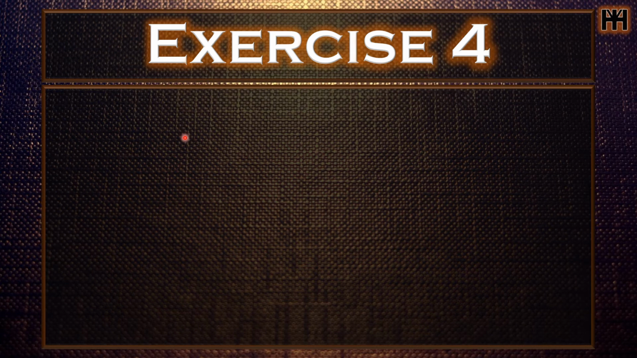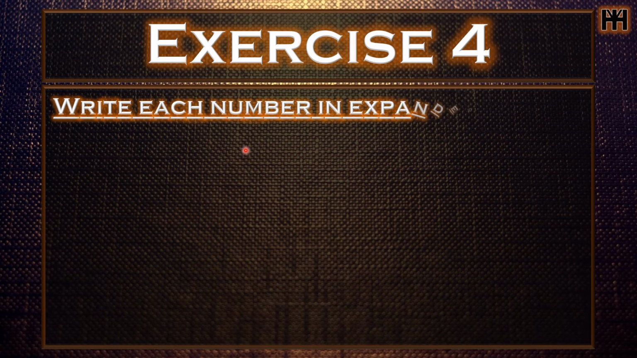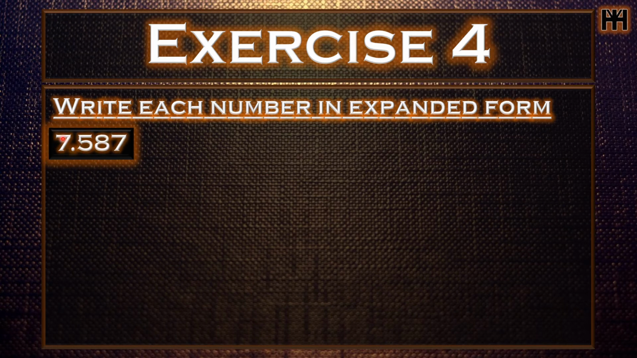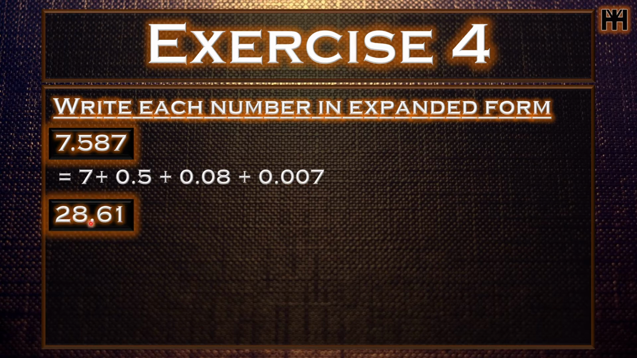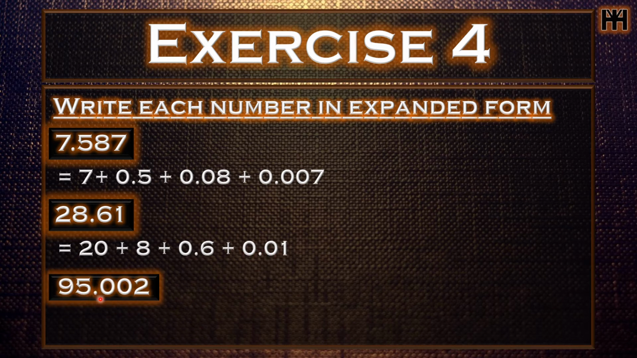Exercise 4. Write each number in the expanded form. Let's say here we have 7.587. It's 7 plus 0.5 plus 0.08 plus 0.007. Let's say we have 28.61. It will be 20 plus 8 plus 0.6 plus 0.01. You have 95.002, so it's 90 plus 5 plus 0.002.